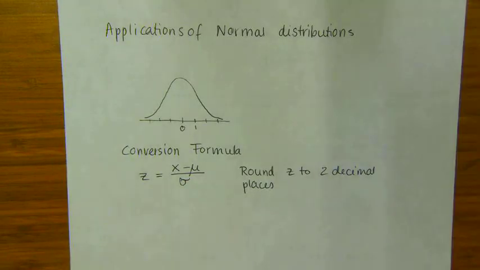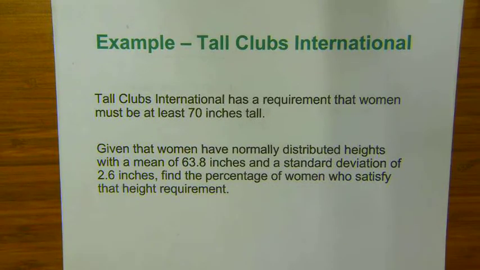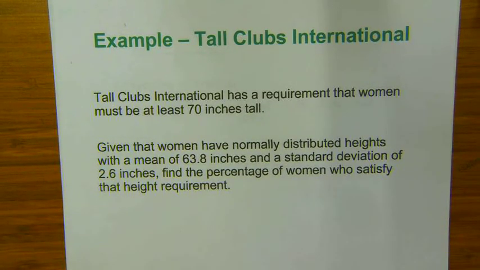Okay, so let's look at an example of how we can do that. All right, so here's our example. It says Tall Clubs International has a requirement that women must be at least 70 inches tall. Given that women have normally distributed heights with a mean of 63.8 inches and a standard deviation of 2.6 inches, find the percentage of women who satisfy that height requirement.